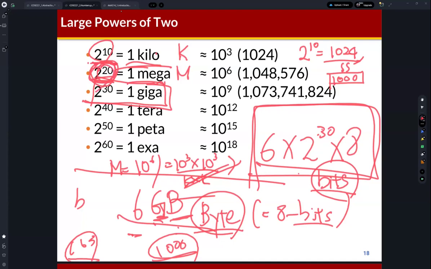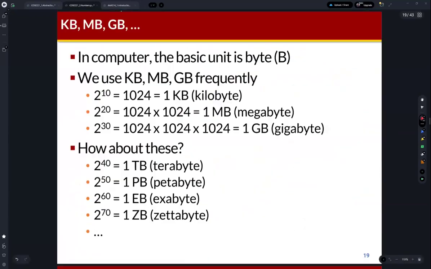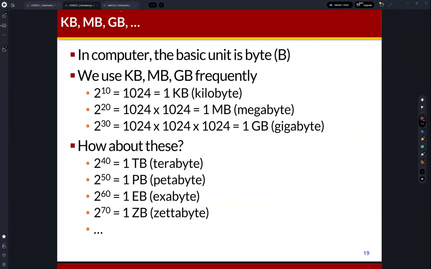Just remember that in the binary number system, K represents 2 to the power of 10, M is mega, 2 to the power of 20, G is giga, then tera, peta, exa. These characters are used for representing very large numbers. So you need to be familiar with kilobyte, megabyte, gigabyte, and terabyte.